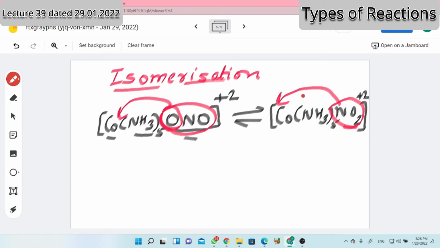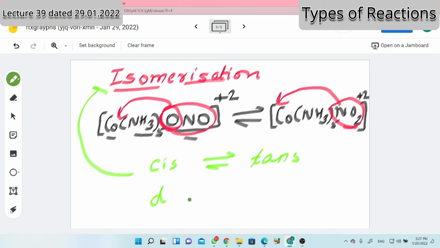Those are called linkage isomers. And conversion from one isomer to another isomer is called isomerization. Or for geometrical isomers, cis is one form. The cis isomer can get converted to the trans isomer. So cis and trans conversion is the isomerization process.